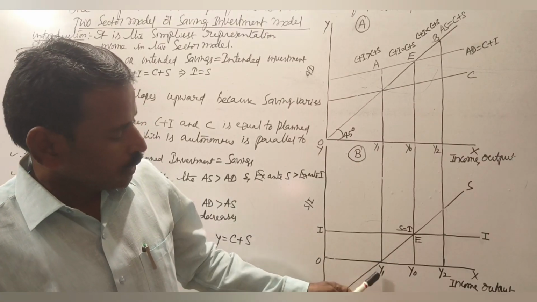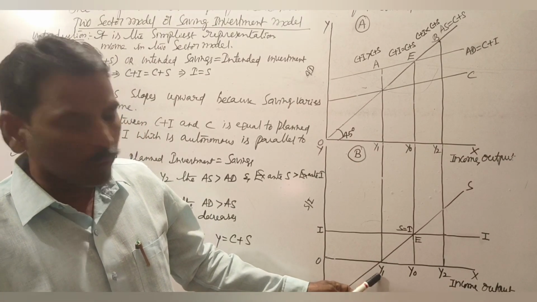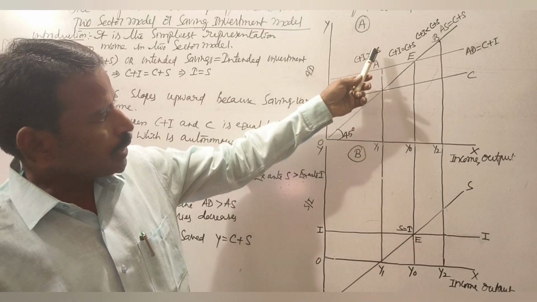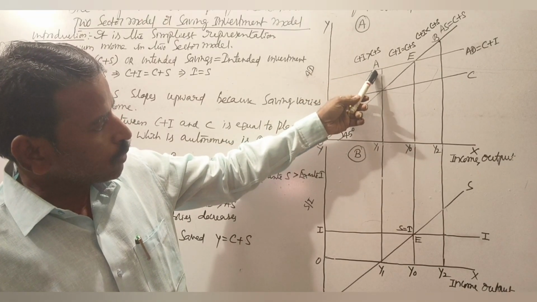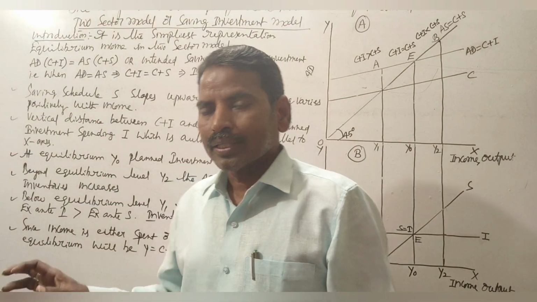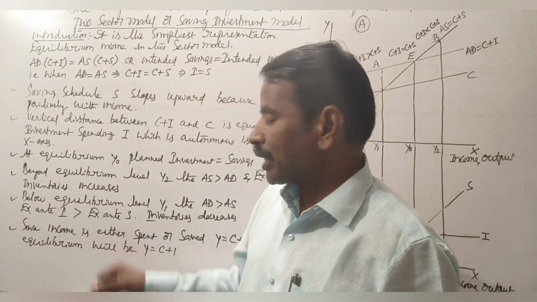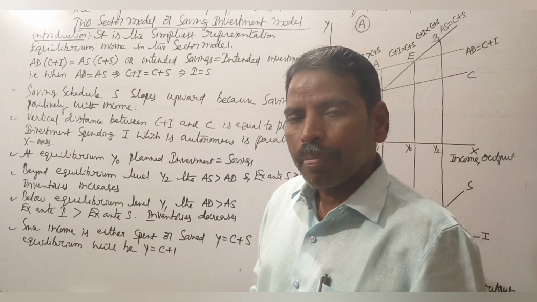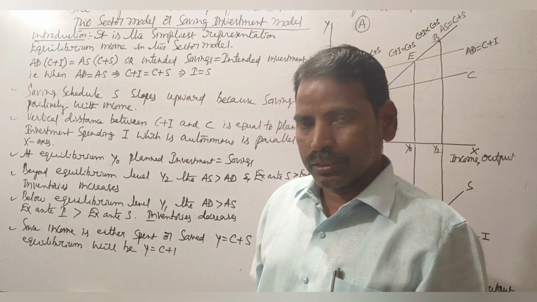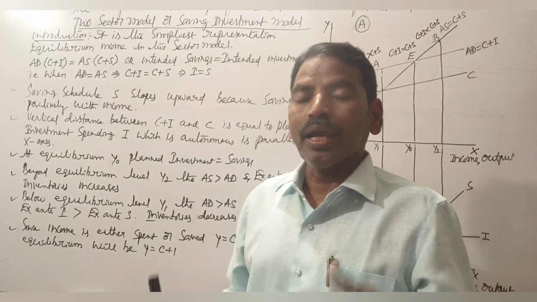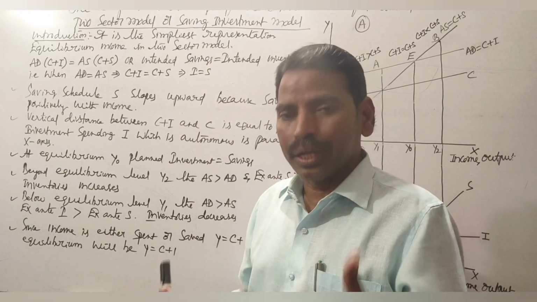This is below the equilibrium level Y1. Here aggregate demand is more, aggregate supply is less. As a result of that, ex ante investment is greater than ex ante savings. As a result of that, inventories decrease. Ex ante means planned or anticipated or intended.